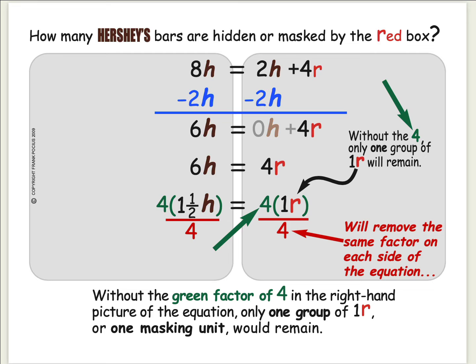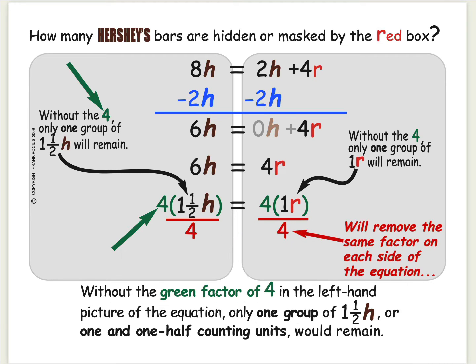Without the green factor of 4 in the right-hand picture of the equation, only one group of 1R, or one masking unit, would remain. Without the green factor of 4 in the left-hand picture of the equation, only one group of 1 1/2 H, or 1 1/2 counting units, would remain.